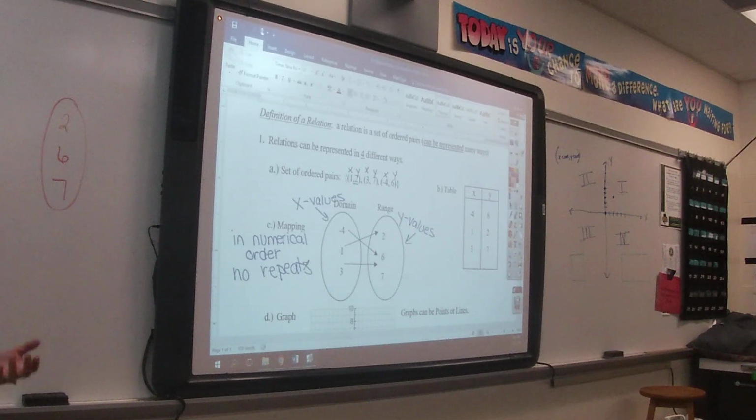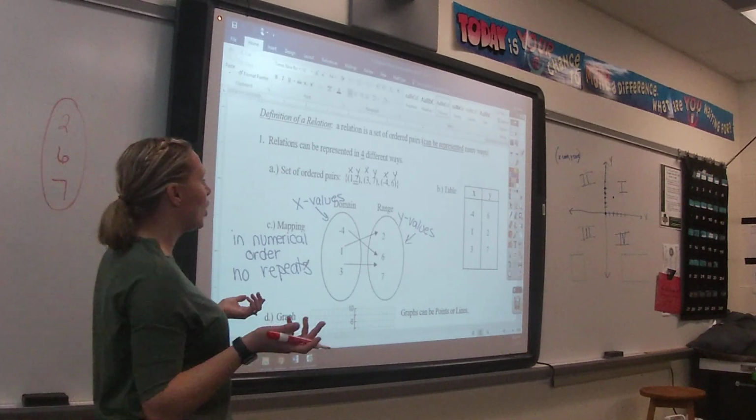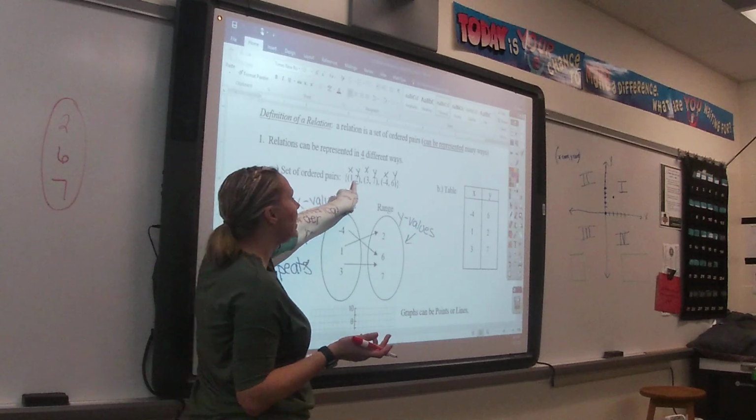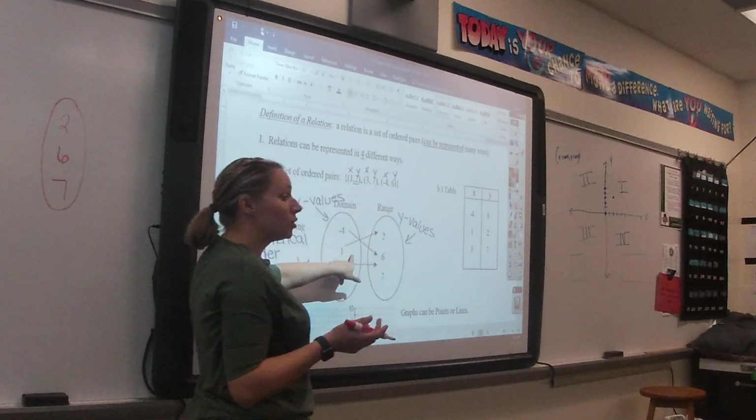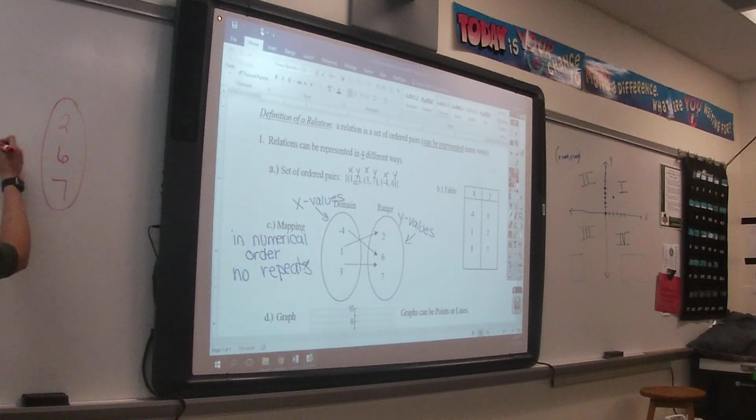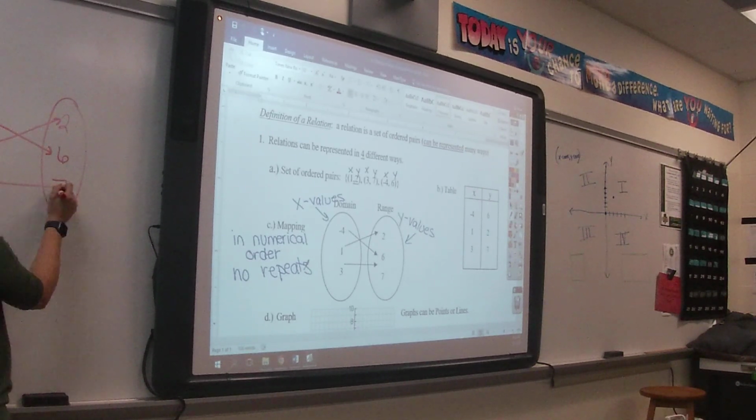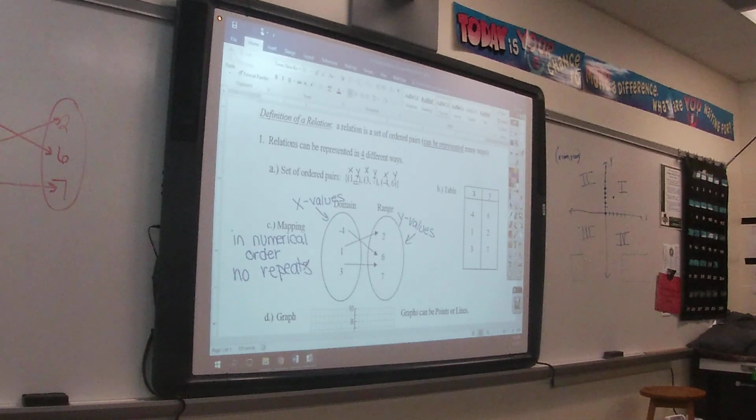Then it's sort of like connect the partners. We're going to draw an arrow to its partner. So 1 goes to 2, so I'm drawing a line from 1 to 2. I'm drawing a line from -4 to 6. And I'm drawing a line from 3 to 7. Does that make sense? Yes.